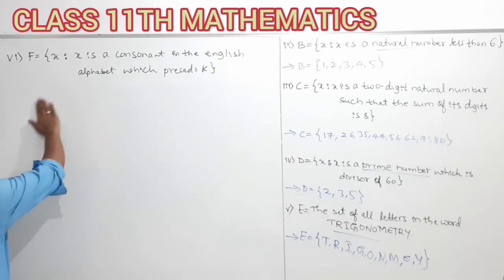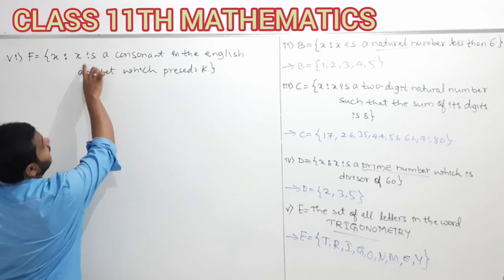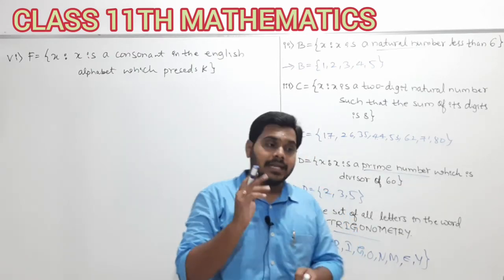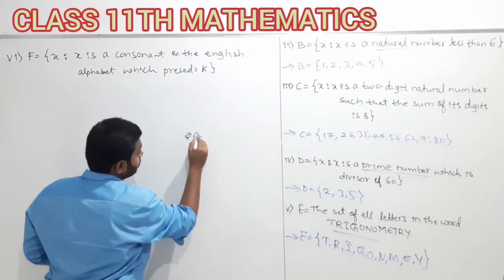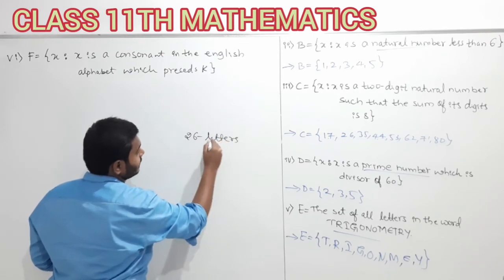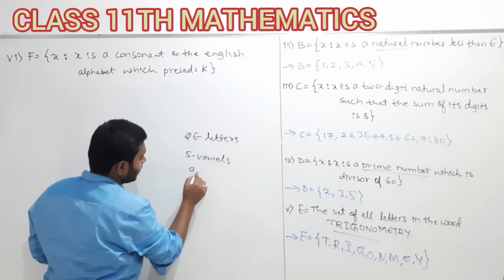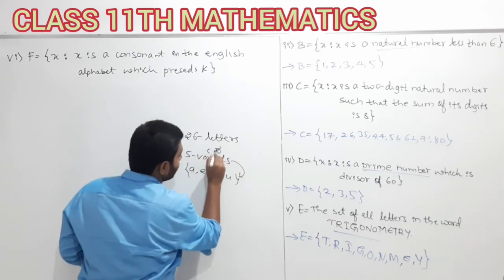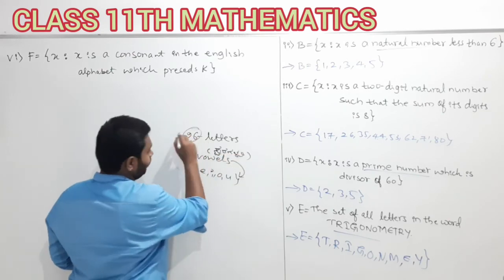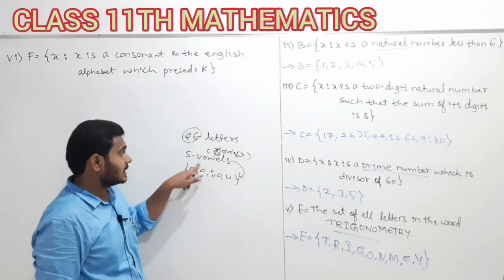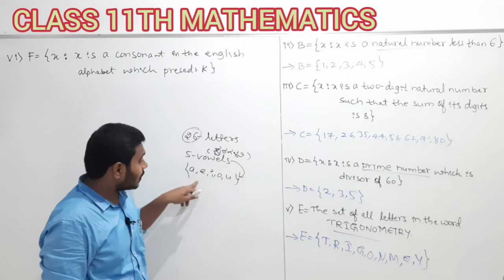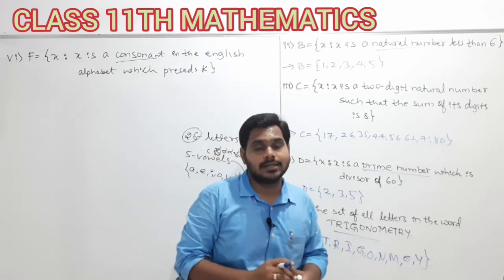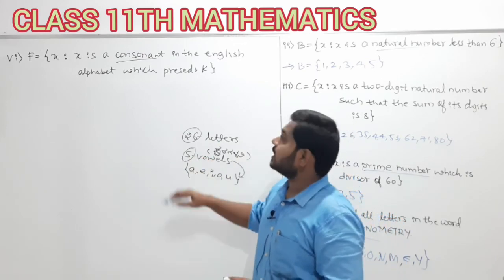So precedes means before K. Here it is the collection of all elements where X is a consonant. Consonant means you can take it as those which are not vowels. In English we have a total of 26 letters, and in those 26 letters we have 5 vowels. What are the vowels? A, E, I, O, U. In Kannada we can call them Swaragalu. The remaining all you can call consonants, Vyanjanagalu, I think. So all remaining except these 5 we take as consonants.